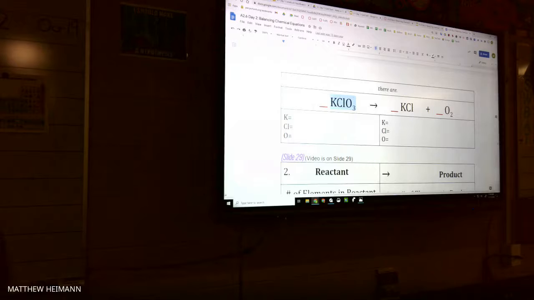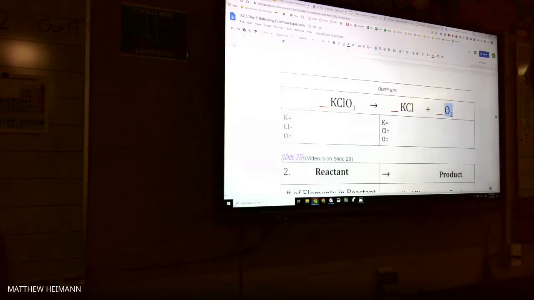All right, so KClO3, potassium, chlorine, and oxygen, yields potassium, chlorine, and oxygen. So the first step is write the equation. The equation's written for you. Good. Second step is count the atoms.